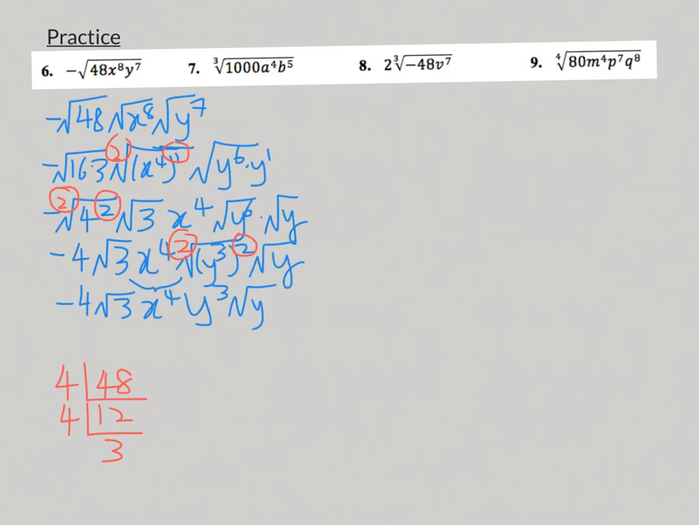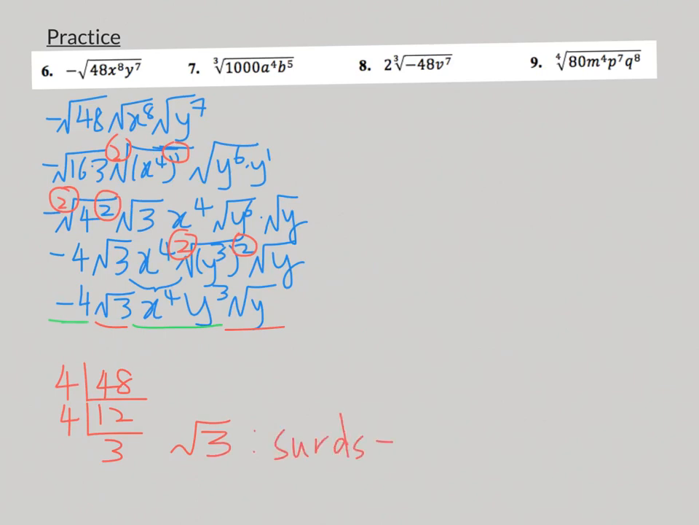You could see that negative 4, x to the 4th and y cubed are numbers and variables, so you can put them together. And there's a principal square root of 3 and square root of y, and there's a name for terms in root of 3. These are what we call surds.